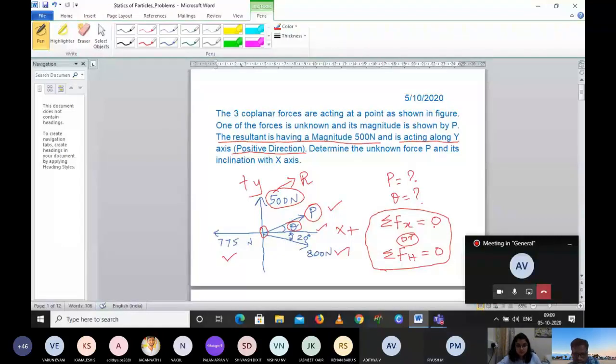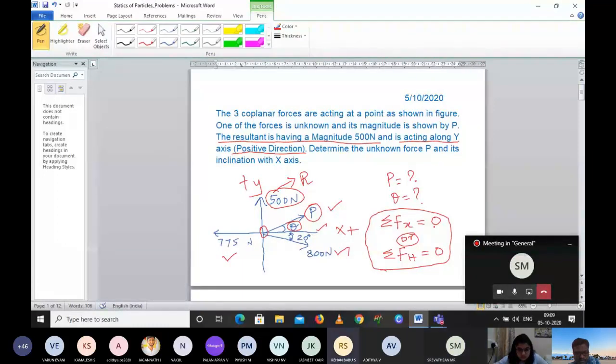Please all of you take a note. When the resultant is acting along the y-axis, obviously all the x component forces will be equal to 0. The summation of all the x-axis, otherwise horizontal, forces will be 0. If the resultant is acting along the x-axis, then automatically the vertical component will be 0. Exactly. Please make a note of it.